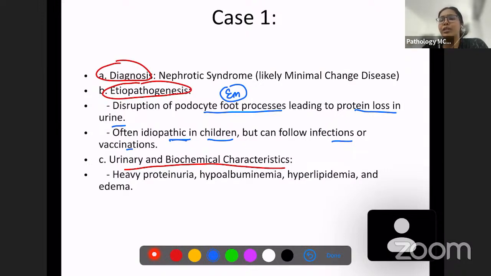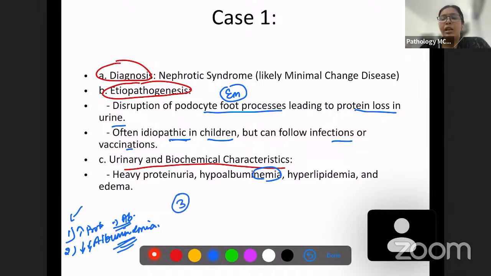Very easy. Protein is out in the urine. So you're going to see proteinuria, number one: increased protein in the urine. Now protein has gone out in the urine, so what is going to happen in the blood? The blood protein level is going to decrease. What is the major protein present in the blood? It is nothing but albumin. So you're going to have hypoalbuminemia. Emia is blood. Proteinuria, hypoalbuminemia, and then hyperlipidemia.